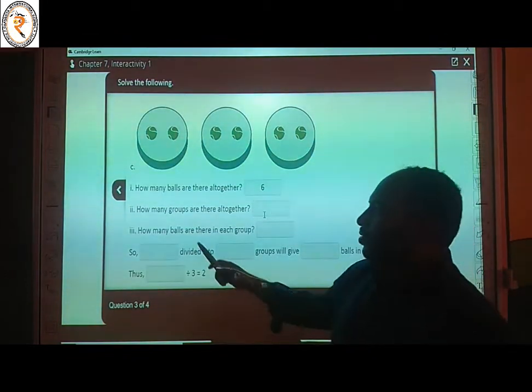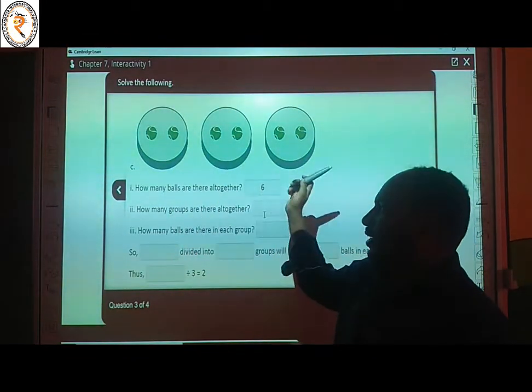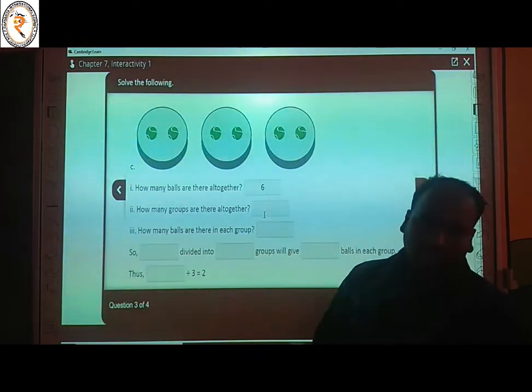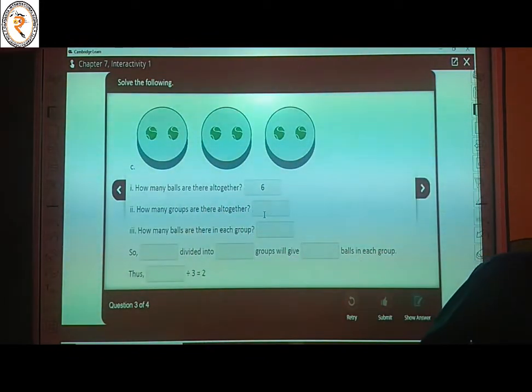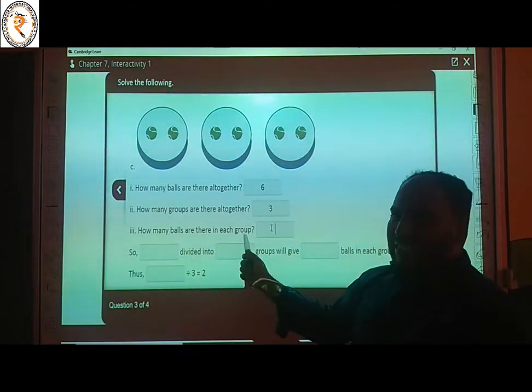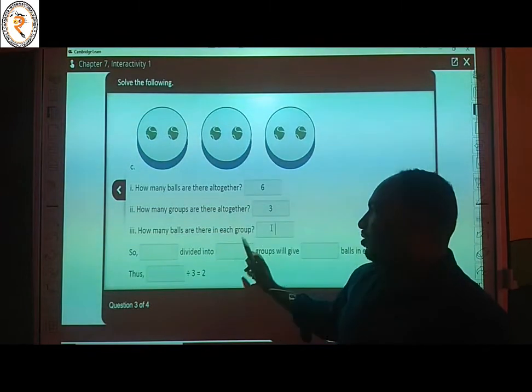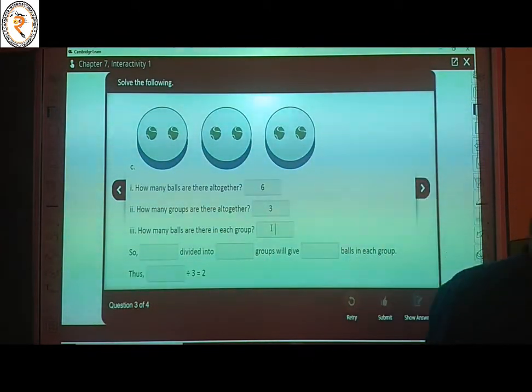Then we have totally 3 groups. 1, 2, 3. How many groups are there altogether? We have 3 groups. The next one, how many balls are in each group? 1, 2, 1, 2, 1, 2. We have 2 balls in each group.